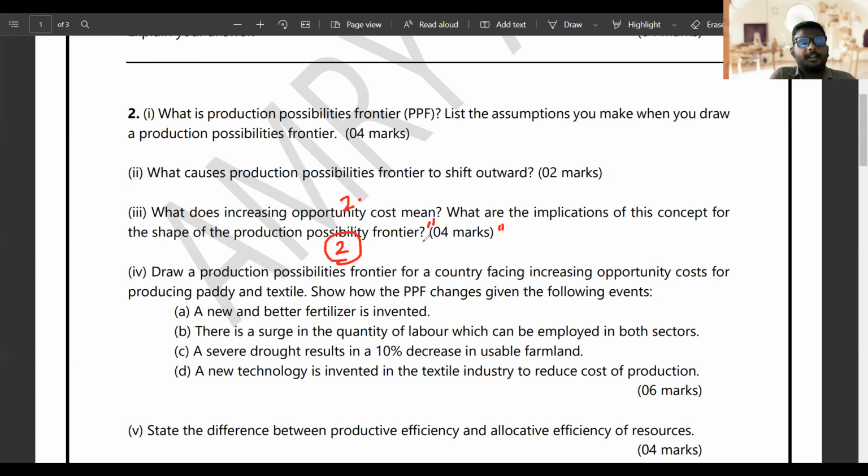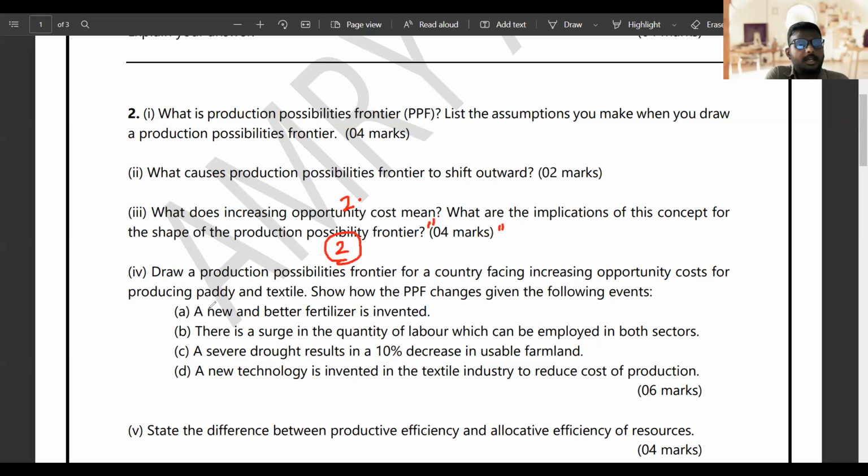Next question: draw the production possibilities frontier for a country facing increasing opportunity costs for producing paddy and textile. Show how the PPF changes given the following events. So you have 4 events given and you have to show them in PPCs. That means you'll have to draw 4 different production possibilities curves.